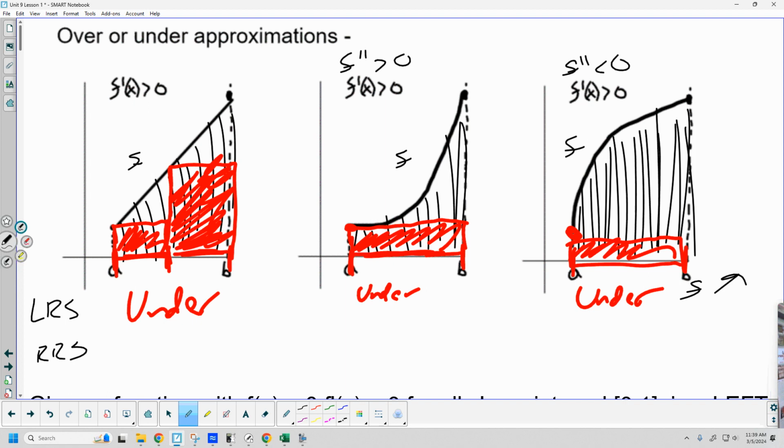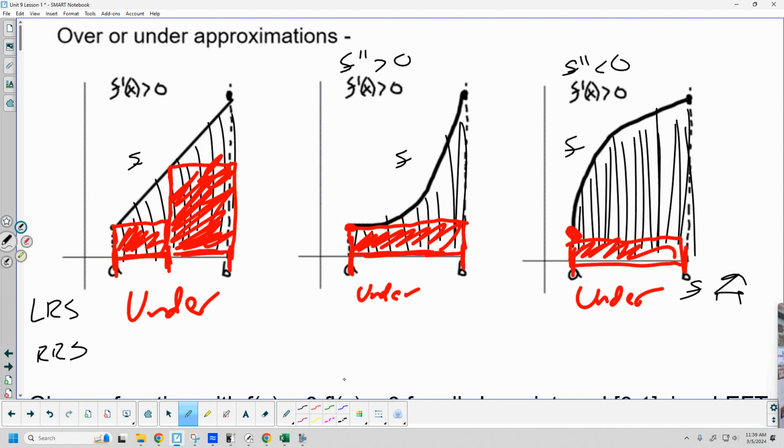If f is going up, a left Riemann sum will always be under, regardless of the concavity. What about a right Riemann sum? Over. Great, because we're going to use the highest y values on all of our intervals.